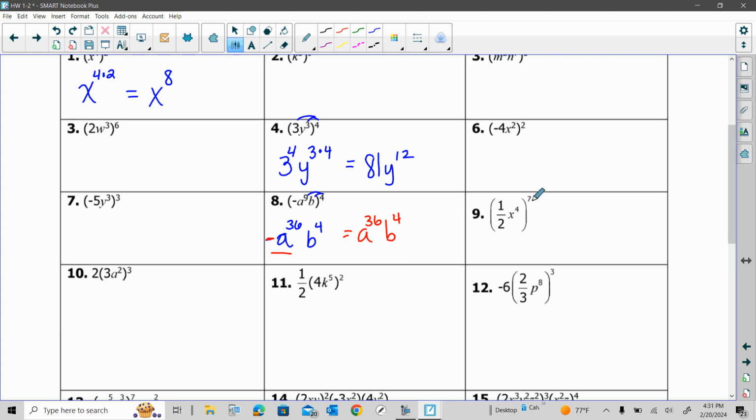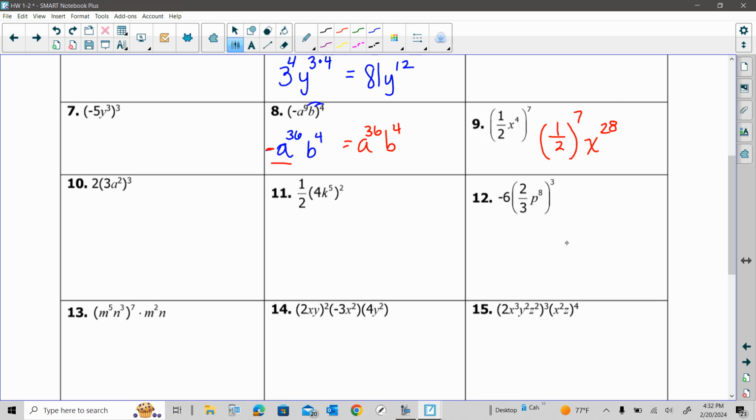So you want to distribute the power to each term. So like on something like number 9 here, it's 1/2. That's going to have a power of 7. And then x to the 28th power. And then we can put this in the calculator and simplify this. I think it comes out to be 1/128, something like that. Okay. Now, if the number is outside the parentheses, that's multiplication, but you still got to do exponents first. Just like PEMDAS.